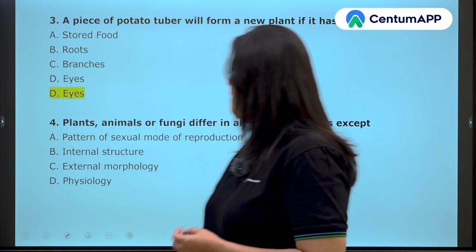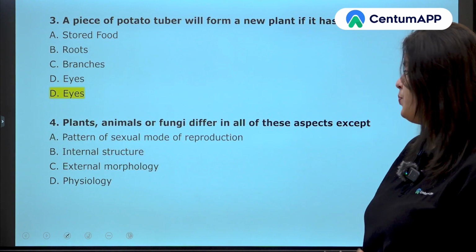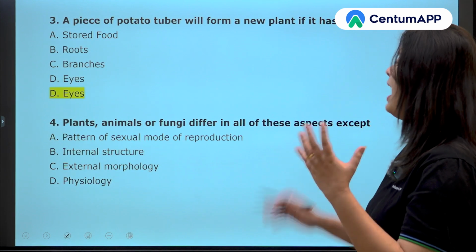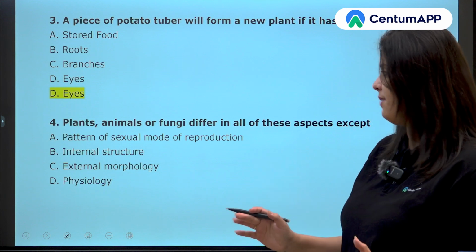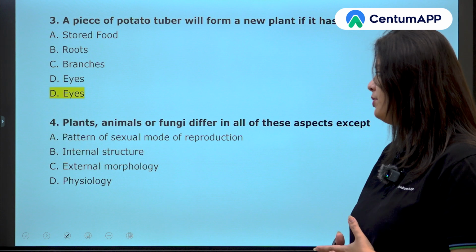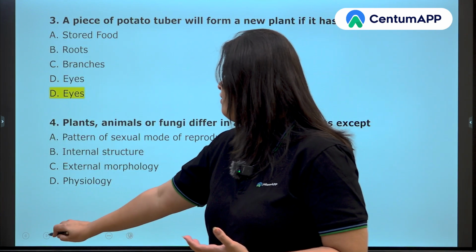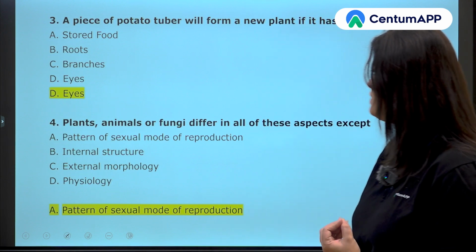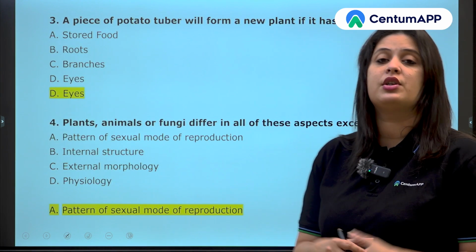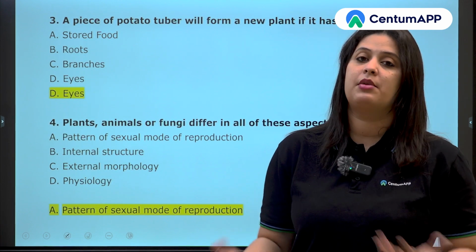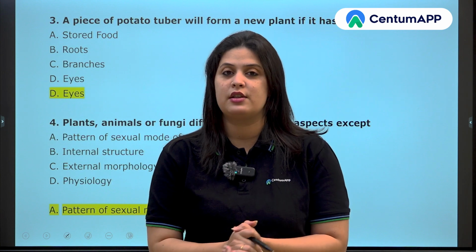Plants, animals, or fungi differ in all of these aspects except the pattern of sexual mode of reproduction, internal structure, external morphology, or physiology. Just the pattern of sexual mode of reproduction, because the method of sexual reproduction differs in plants, animals, or any microorganism. So we come to the end of this topic.